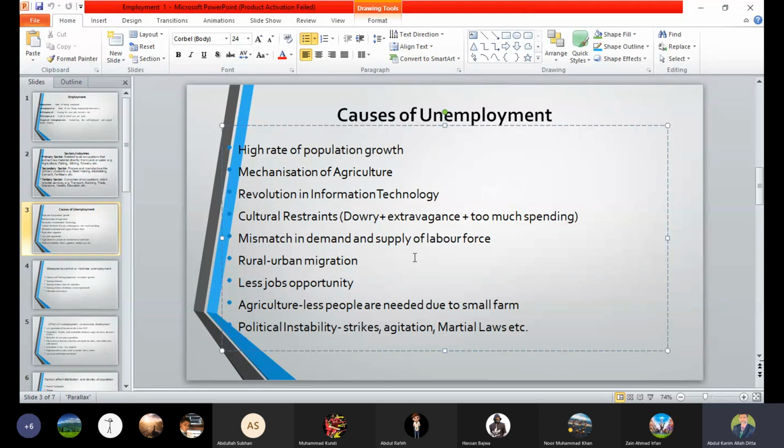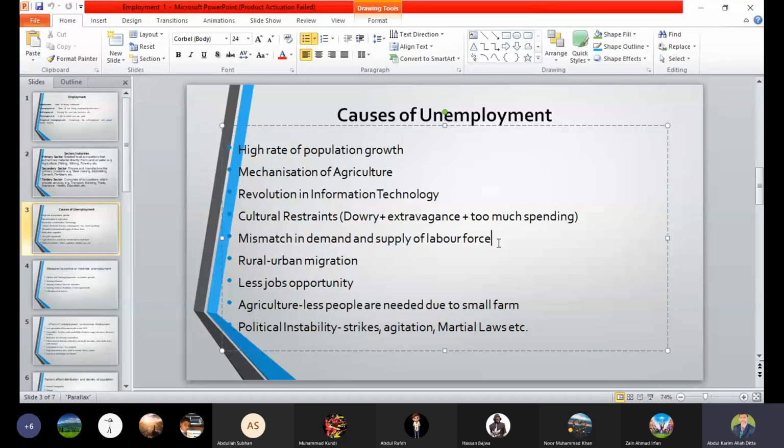Number 5, we have a mismatch in the demand and supply of labor force. We need doctors, but we have engineers. We need engineers, but we have more doctors. So this is called mismatch in the demand and supply of labor force, and this is also causing unemployment. If we say the doctor should do the work of engineering, will he be able to do that? No. And if we say the engineer should treat some patients, will he be able to do that? No. So this is called mismatch. That's why the doctor is not getting the job of a doctor, and the engineer is not getting the job of engineering.